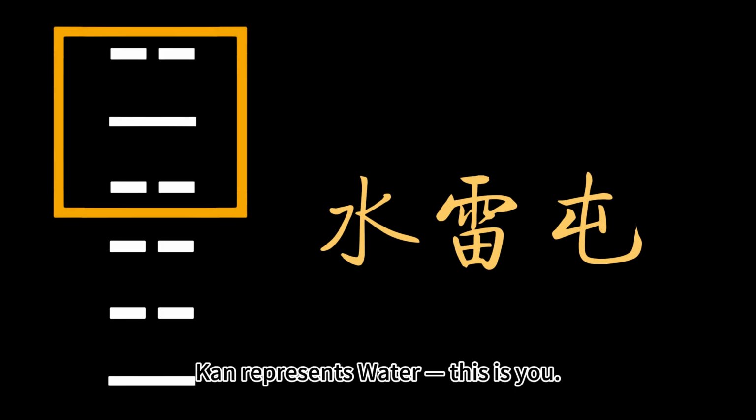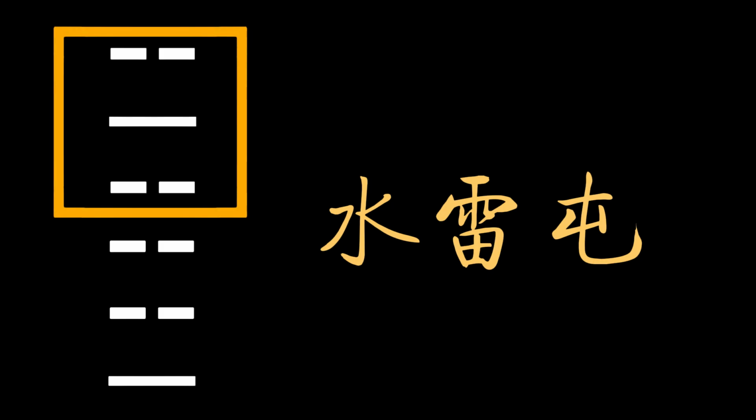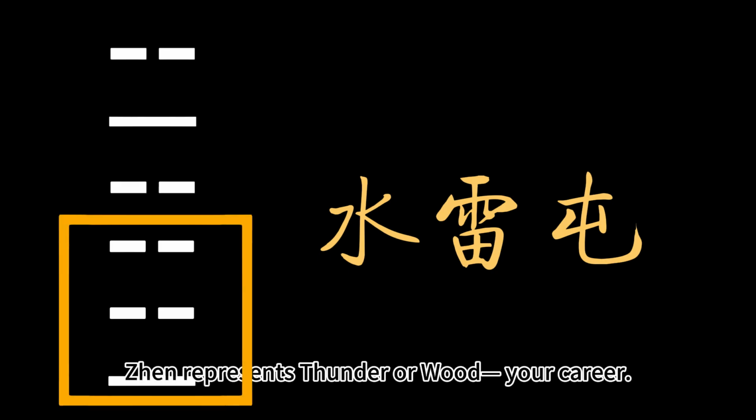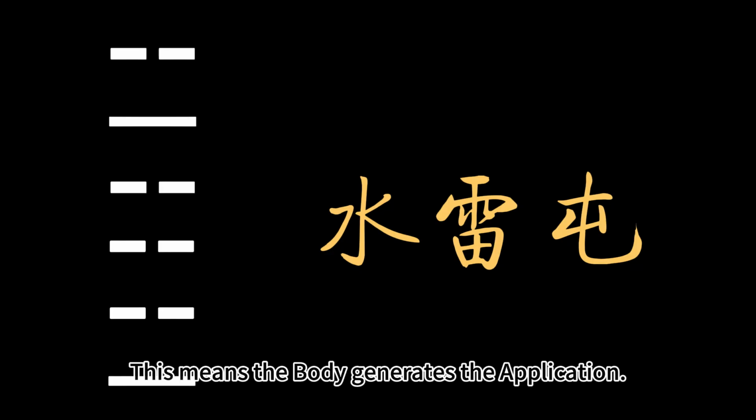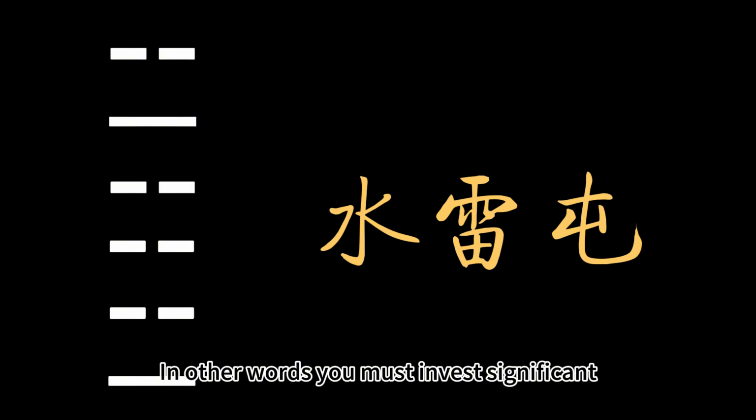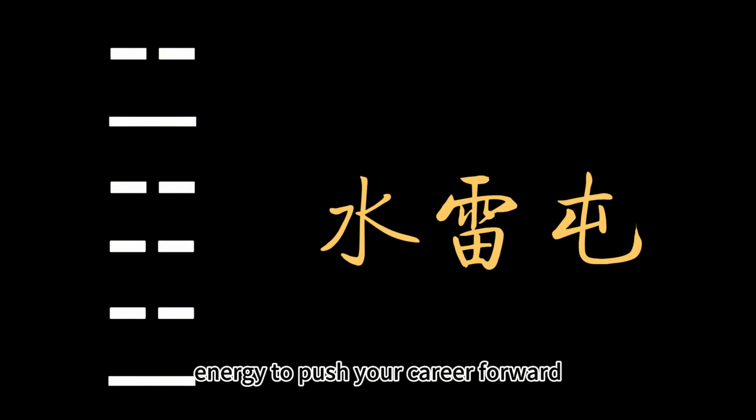Suppose the original hexagram is water over thunder, Tun, meaning difficulty at the beginning. The upper trigram, Kan, represents water, the body. The lower trigram, Zhen, represents thunder or wood, your career. Water generates wood. This means the body generates the application. In other words, you must invest significant energy to push your career forward, which may feel draining at this stage.